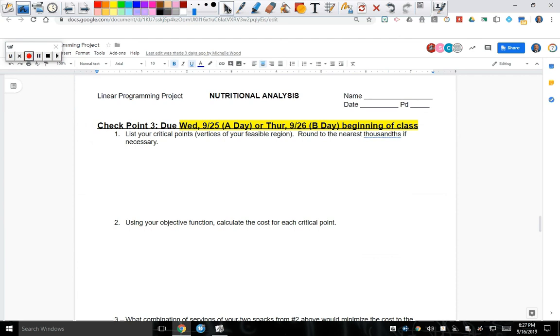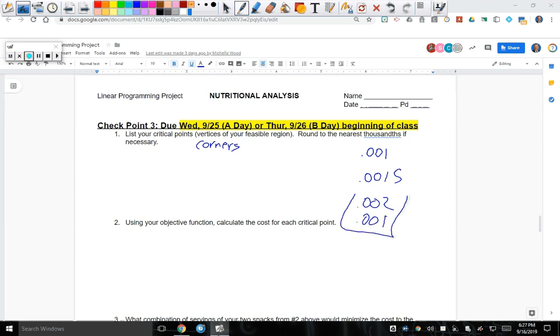List all of your critical points. Remember, these are the corners or the vertices of your region. You're going to round to the nearest thousandth, so it's like whatever that third decimal is, you're going to round to it or truncate. So let's say you had like 1.5.